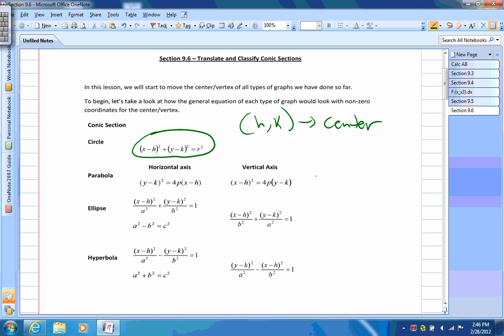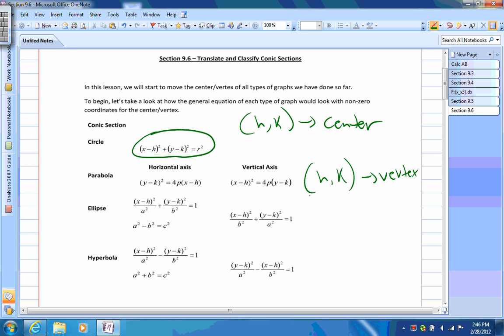For the parabola, see how y squared equals 4px was the old way we looked at it. Now it's going to be y minus k squared equals 4p times x minus h. So in this case, h and k represent the vertex. And then for ellipse and hyperbola, h and k represent the center for each one. Everything else is still the same. It's just that now, again, the center or vertex won't be at 0, 0. And so h and k represent what those values will be.